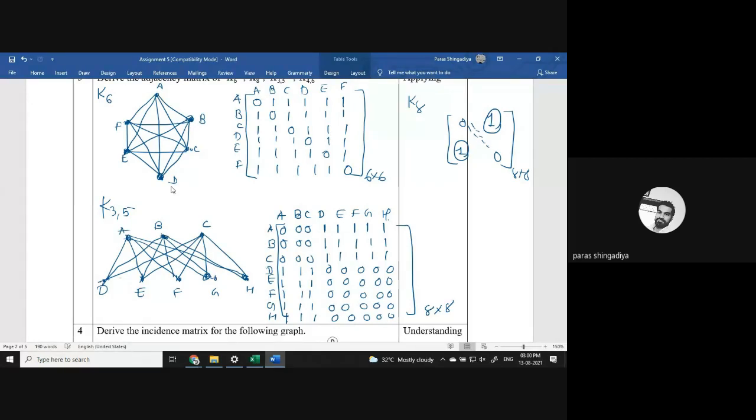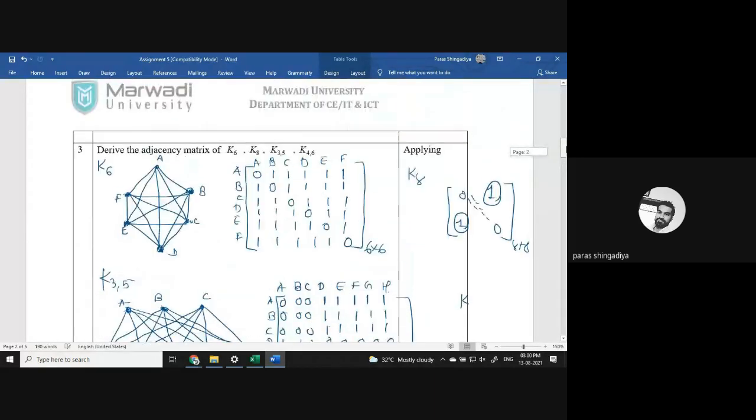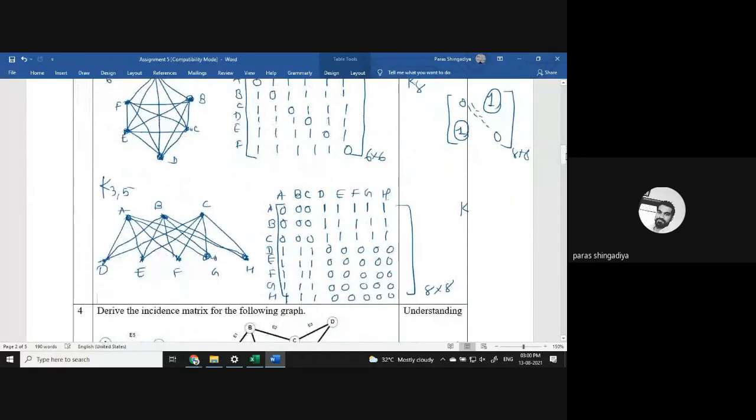Okay? So complete it, and after that try it for K46. K46 का ग्राफ पहले बनाना है, and then after that create its matrix.